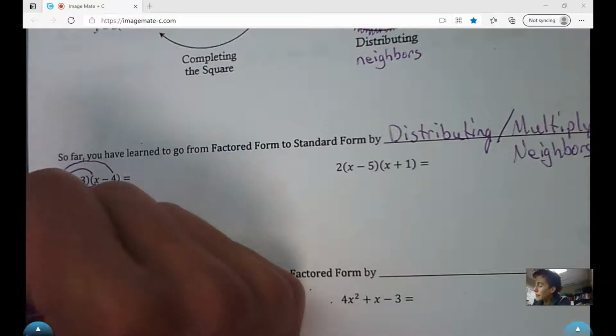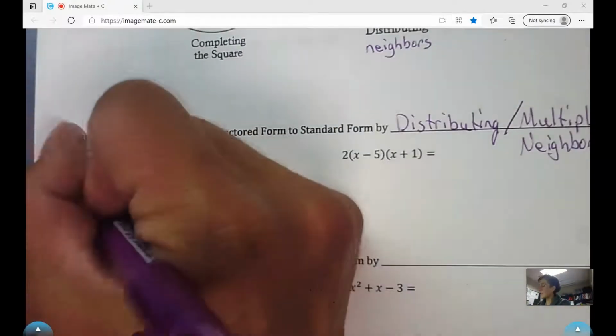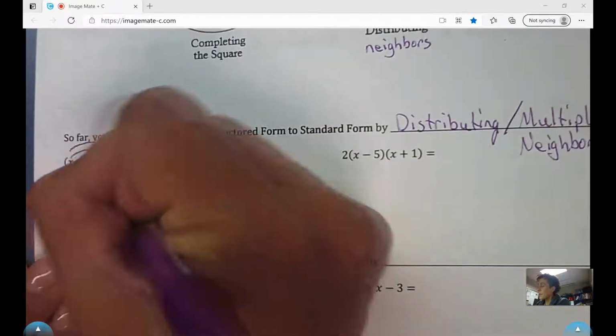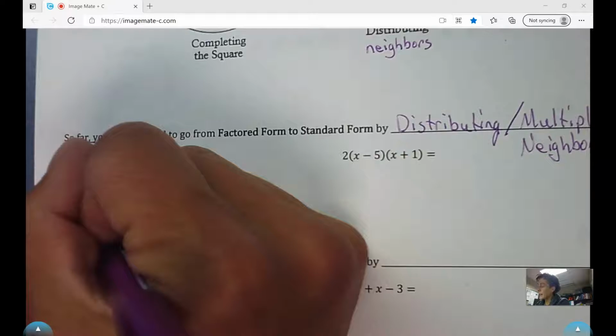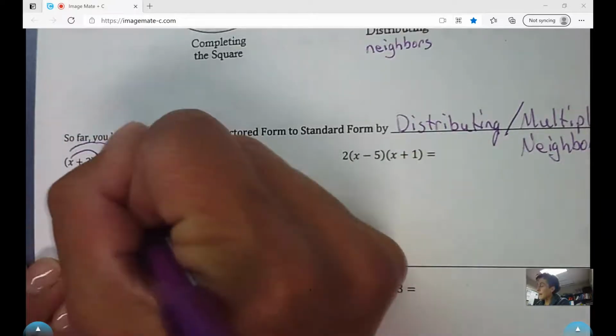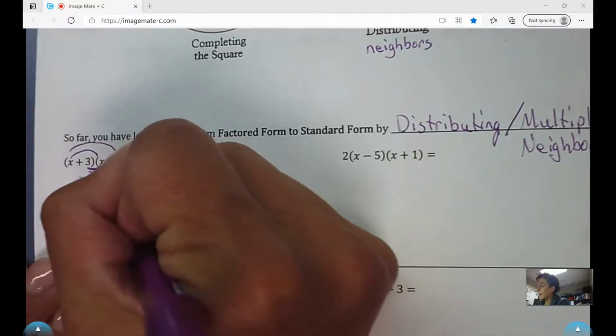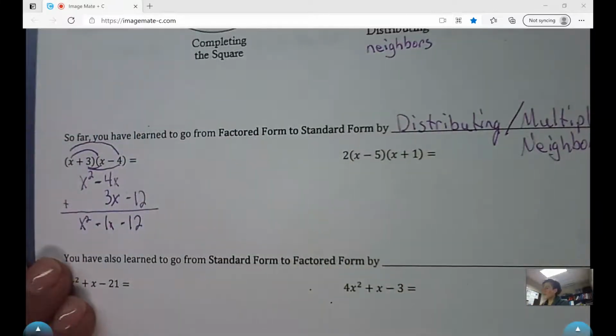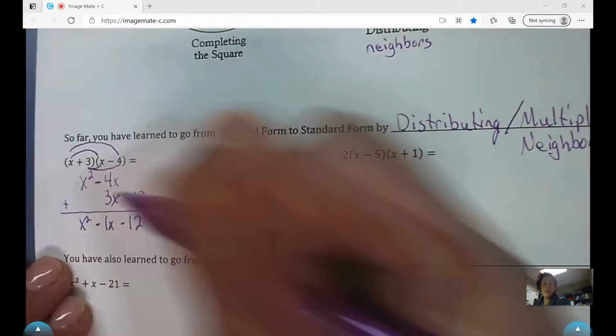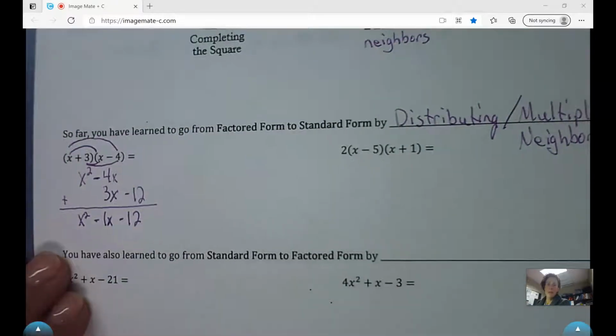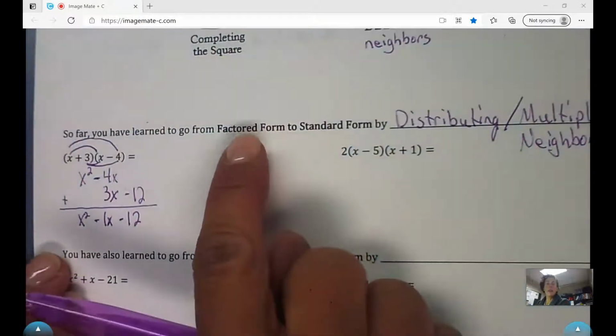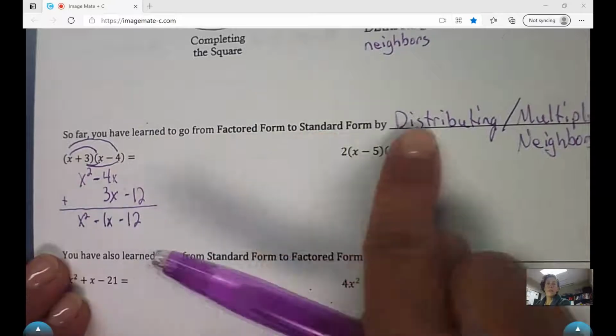And then what we do is we just add like we did in elementary school. This would drop down. When I add negative 4x and 3x, I get a negative 1x. And then this negative 12 doesn't have anything to combine with, add up with, subtract with, whatever you want to call it. And it just drops down. So that's why we call that the neighbors meet the neighbors. So again, you went from factored form to standard form by doing this.